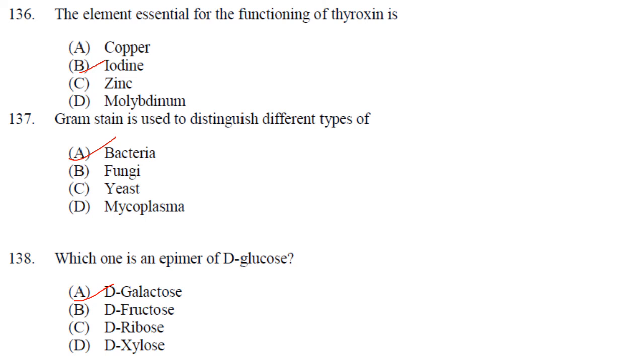Then which one is an epimer of D-glucose? So two sugars differing in the configuration at a single asymmetric carbon atom are known as epimers. And if you see the structure of glucose and galactose, you see that they differ from each other with respect to OH group at carbon 4. So an epimer of D-glucose is D-galactose. Answer is option A.